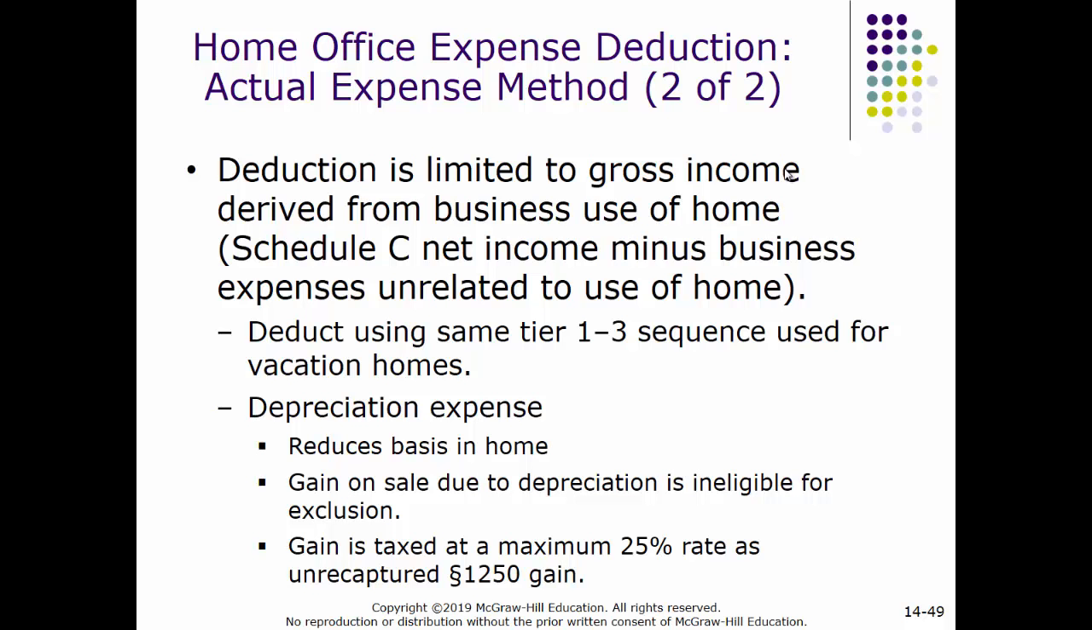When somebody deducts depreciation related to their home office and later sells their home, to the extent that they took depreciation, so you add up all the accumulated depreciation for all the years, that part does not qualify for the $500,000 exception or exclusion on the gain on sale. And that gain would be taxed at a maximum of 25%. And that's because it's considered unrecaptured 1250 gain. Remember, Section 1250 is real estate.